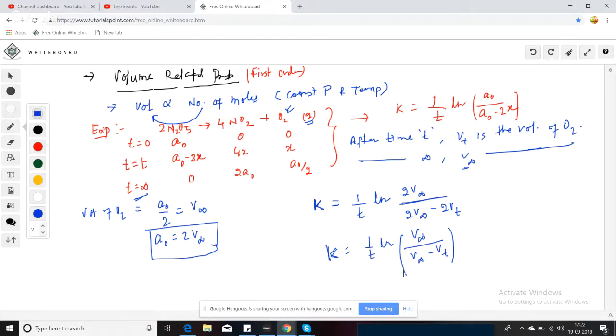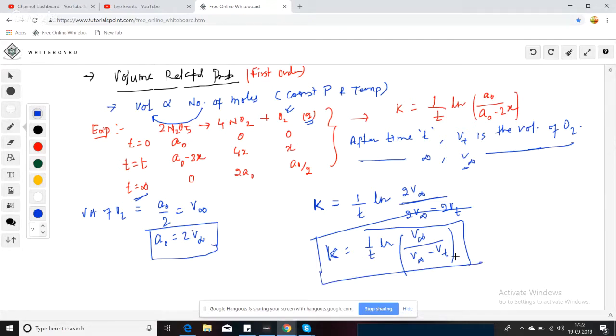This is at t is equal to infinity? No, it is at any point of time. The expression is valid at any point of time. We're just expressing it in terms of V infinity, because only in terms of V infinity can we replace this. What we have done is only replace this A naught in terms of volume, and that comes out to be 2 V naught. That's why we are getting V infinity from over here. But this expression is true at any point of time.